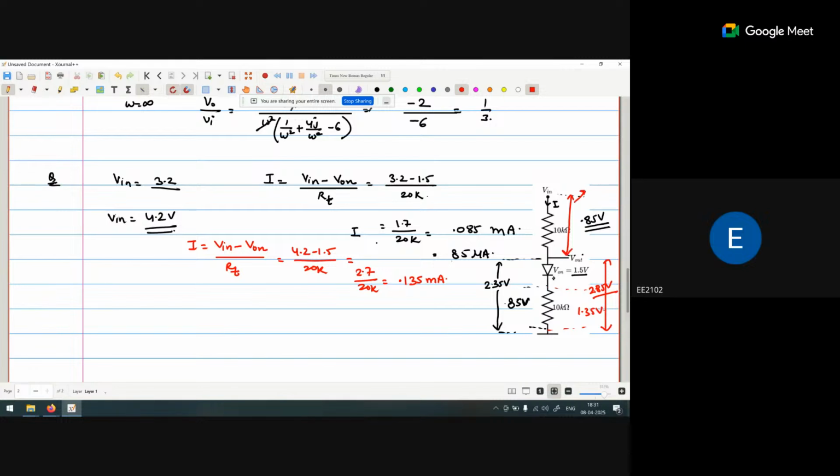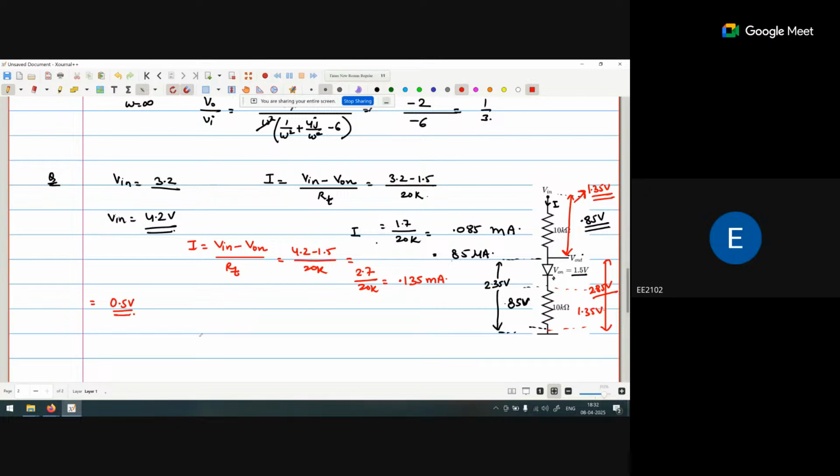And the value of this one is what? 2.85, 1.35. Okay, so what is the difference in the voltage drop across this resistance? It is 0.5.